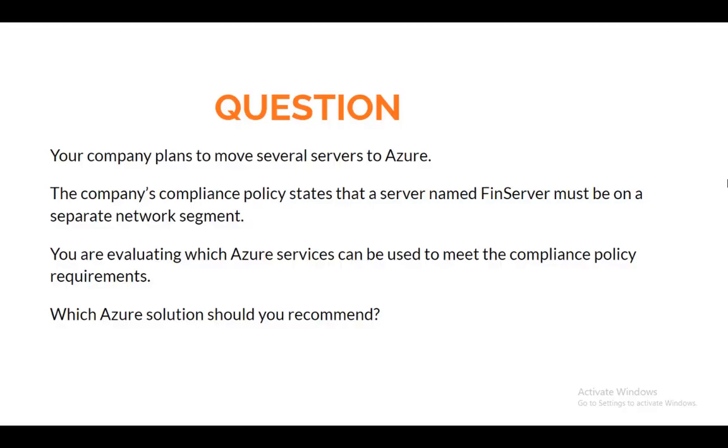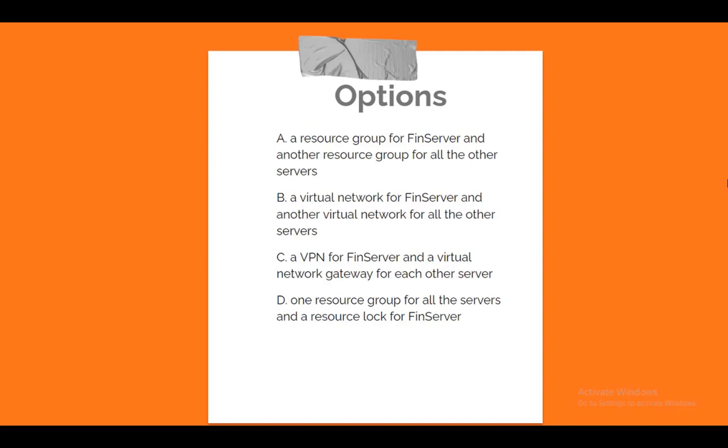Next question. Your company plans to move several servers to Azure. The company's compliance policy states that a server named FinServer must be on a separate network segment. You are evaluating which Azure services can be used to meet the compliance policy requirements. Which Azure solution should you recommend? And here are the options. Option A, a resource group for FinServer and another resource group for all the other servers. Option B, a virtual network for FinServer and another virtual network for all the other servers. Option C, a VPN for FinServer and a virtual network gateway for each other server. Option D, one resource group for all the servers and a resource lock for FinServer.